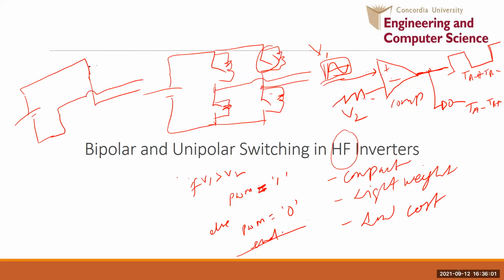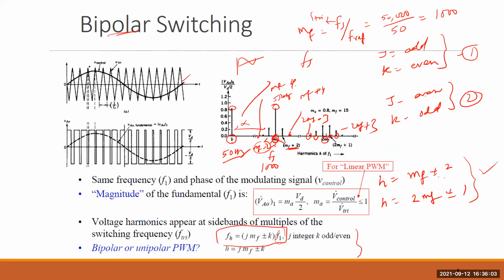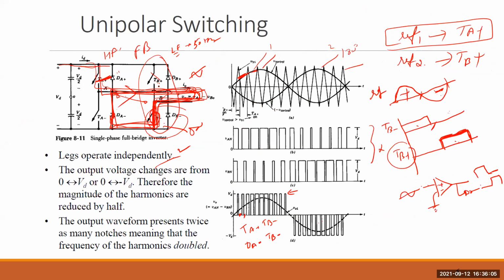So when this is on, when TB plus is on, this plus is appearing at the negative terminal. When it goes back, when TA minus is on, which is negative voltage.